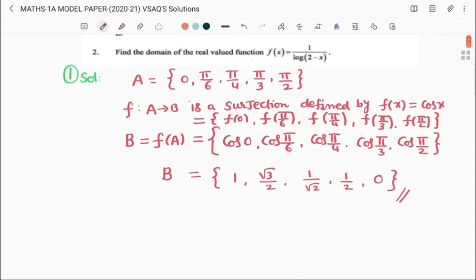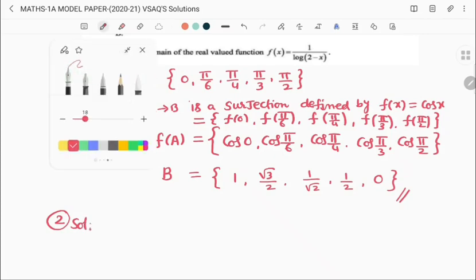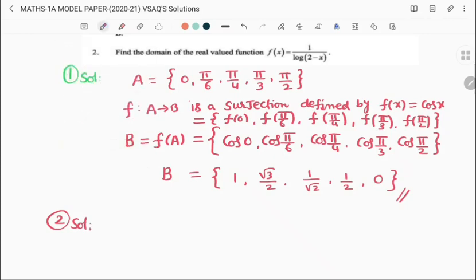Find the domain of the real valued function f of x equal to 1 by log of 2 minus x. So first, the given function: f of x is equal to 1 by log of 2 minus x.